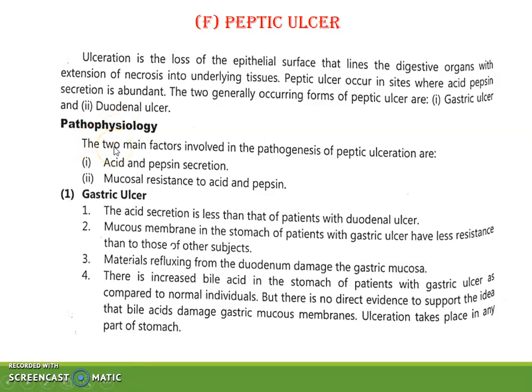Pathophysiology. Two main factors involved in pathogenesis of peptic ulcer are acid and pepsin secretion and mucosal resistance to acid and pepsin. First is gastric ulcer. The acid secretion is less than that of a patient with a duodenal ulcer. Mucous membrane in the stomach of a patient with a gastric ulcer has less resistance than those of other subjects. Material refluxing from the duodenum damages the gastric mucosa. There is increase in bile acid in the stomach of a patient with a gastric ulcer as compared to a normal individual, but there is no direct evidence to support the idea that bile acid damages gastric mucous membrane. Ulceration takes place in any part of the stomach.